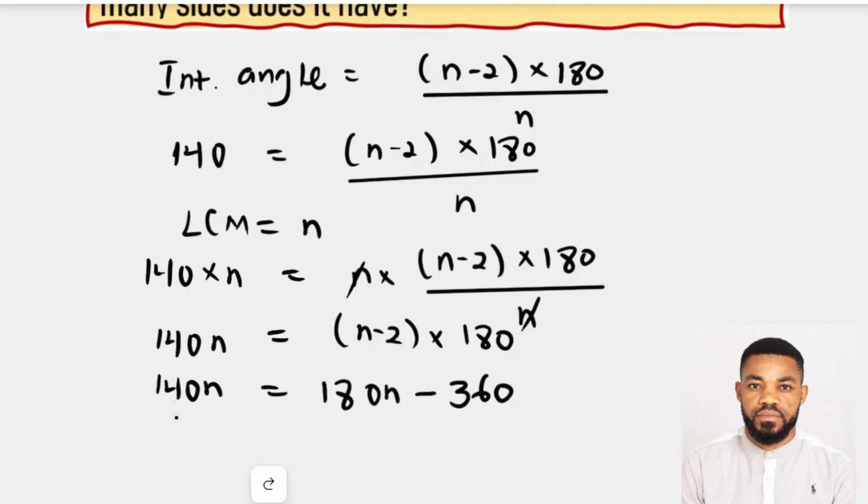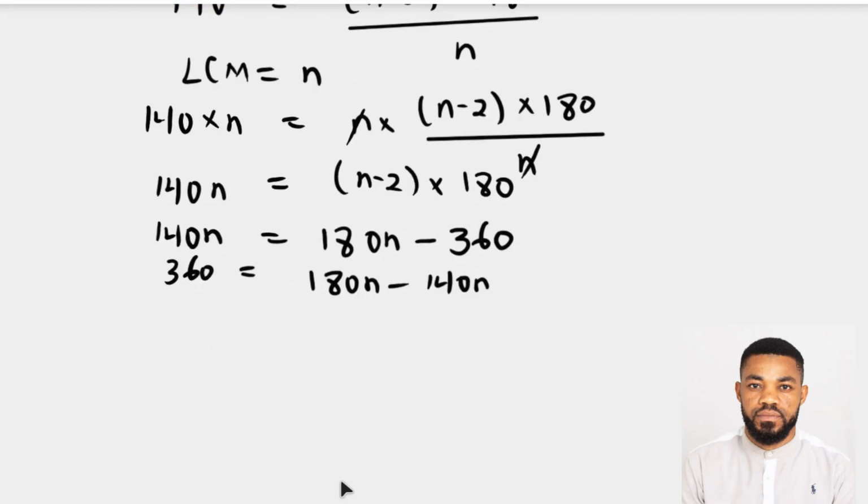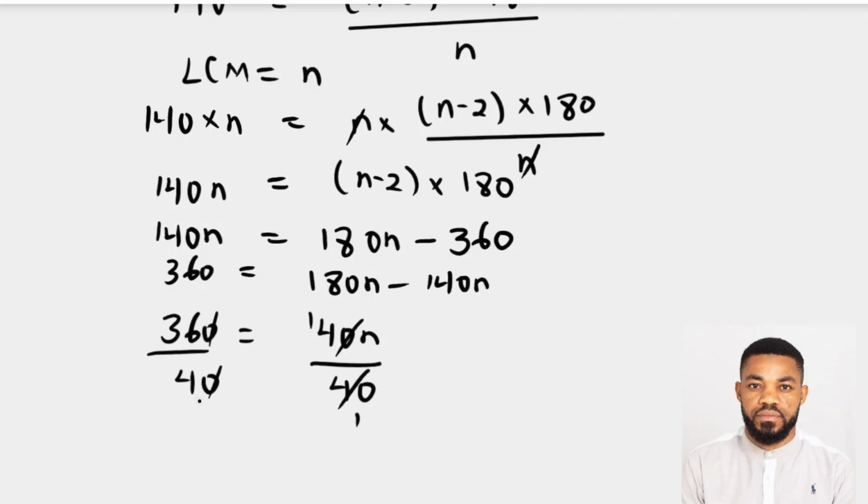So we're going to get 360 equal to 180n minus 140n. And let's simplify. So we are going to get 360 equal to 180 minus 140, which will give me 40n. So I just have to divide here by 40, here too by 40. So they will just cancel out, 40 goes into 40, and now this 0 can cancel this 0. So you have 36 over 4. When you divide 36 by 4, what are you going to get? You're going to get 9. So this implies that n is equal to 9. That is 9 sides.